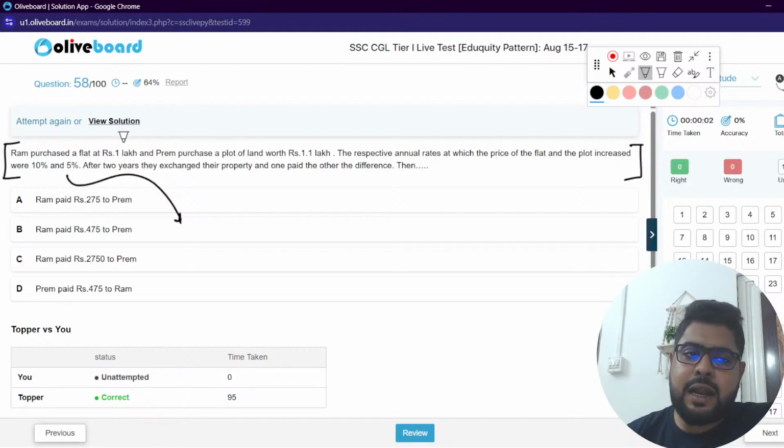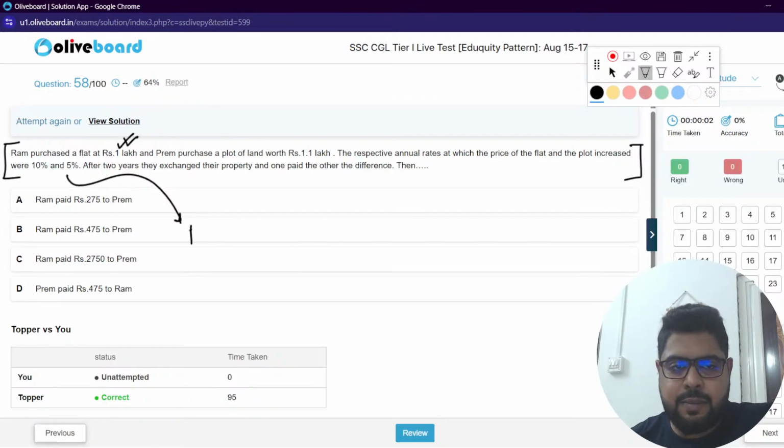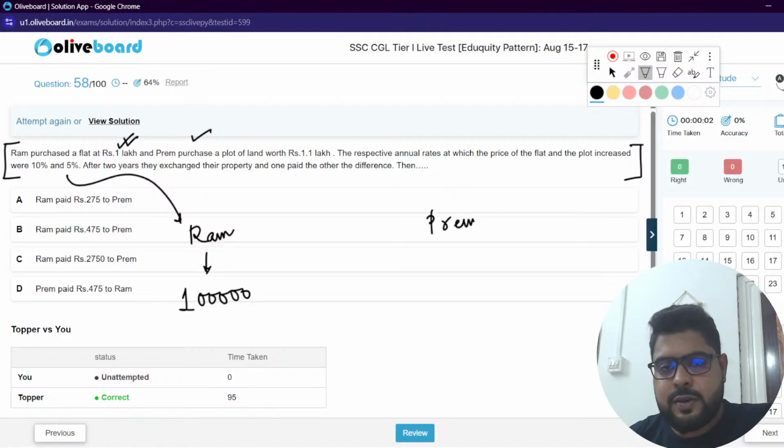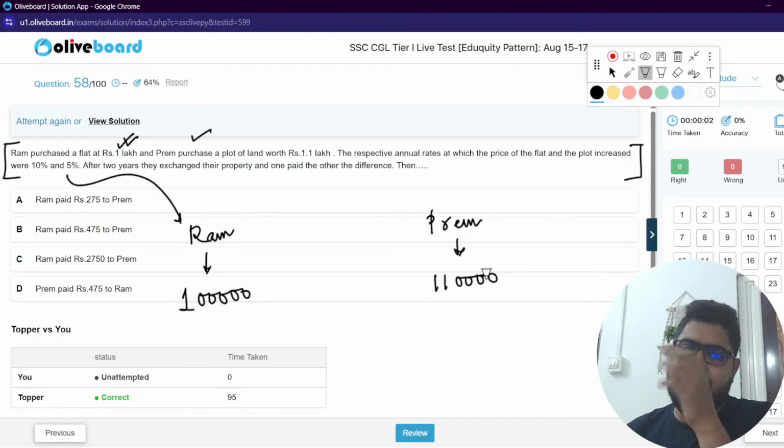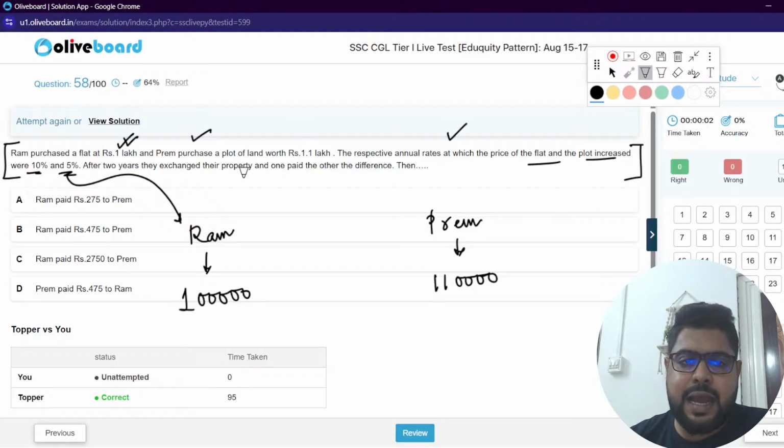Chalo. Ram purchased a flat of rupees 1 lakh, 100,000. And Prem purchased a plot of 1,10,000. Now, the annual rates, the price of the flat and the plot increased by 10% and 5% respectively. And they exchange the property after 2 years.